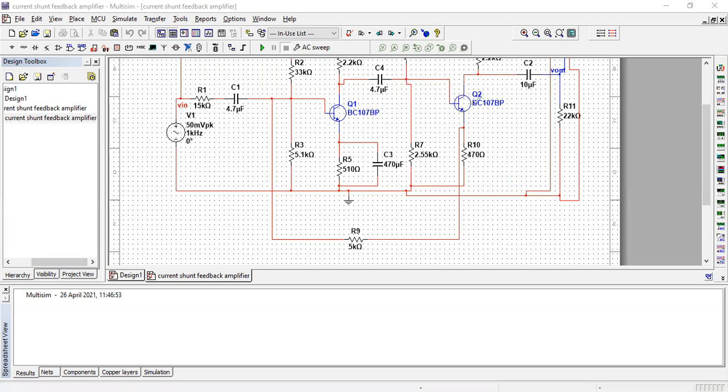So previously we connected to the collector terminal. Wherever the output is available, there only I connected the feedback. Now we are connecting the feedback to the emitter of the second stage, and that too you are connecting in shunt, not in series. Previously we connected in series. Now we are connecting in shunt. That's why it is called current shunt feedback amplifier. Now we'll execute the same circuit. Are you ready to assist me, all of you?